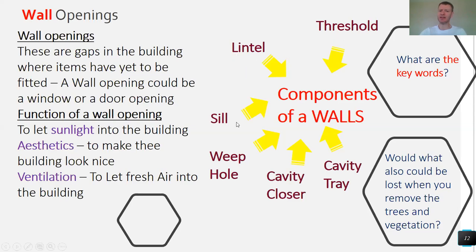Over here on the right hand side, there's quite a lot of words. Threshold, lintel, sills, weep hole, cavity closers, and cavity trays. I want you to just Google right now what these words mean. Pause the video here and Google what these words mean, because later on there's some worksheets for you to fill in.